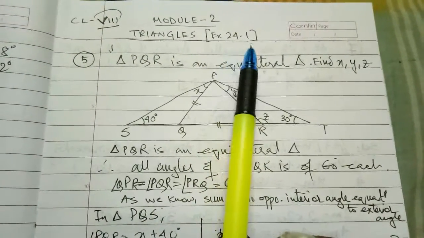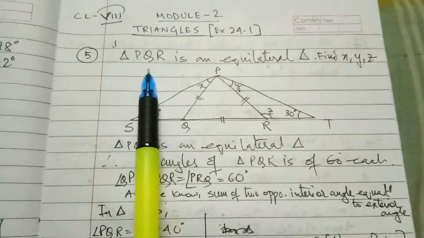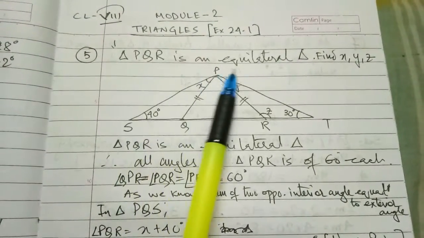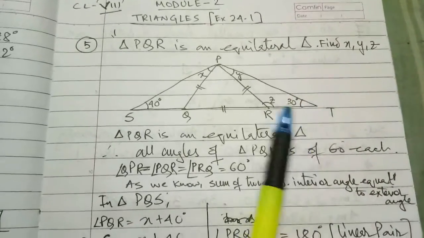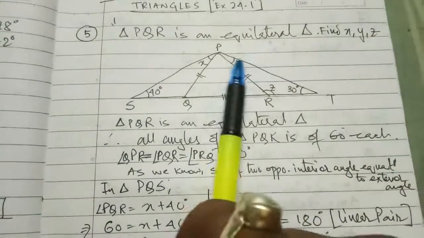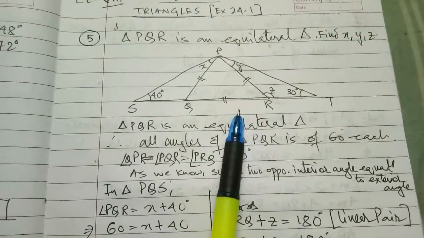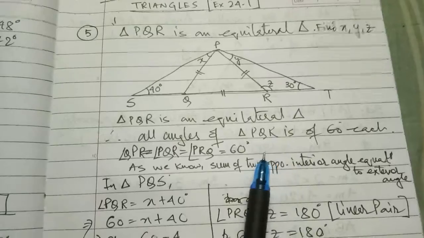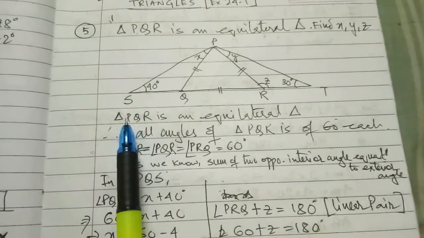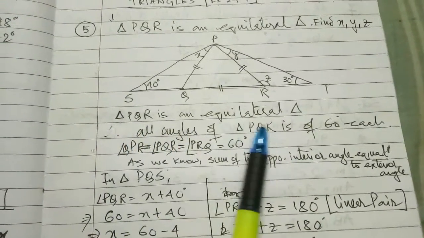Exercise 24.1, that is module 2. It is given that triangle PQR is an equilateral triangle. Find the values of x, y, z. Here, see the diagram is given. These symbols given mean that this particular triangle is an equilateral triangle. Triangle PQR is given as an equilateral triangle.